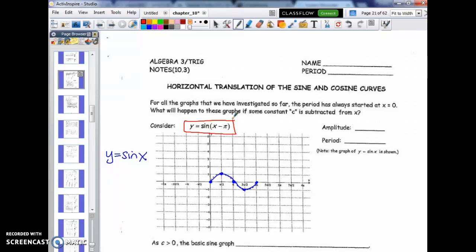So I know my amplitude comes from that a value. So amplitude is the absolute value of a there. So the absolute value of 1 is 1. And we know that 1 should be right in front of the word sine. Okay, the period length. Well, I'm going to show you what this graph looks like. It looks like this.